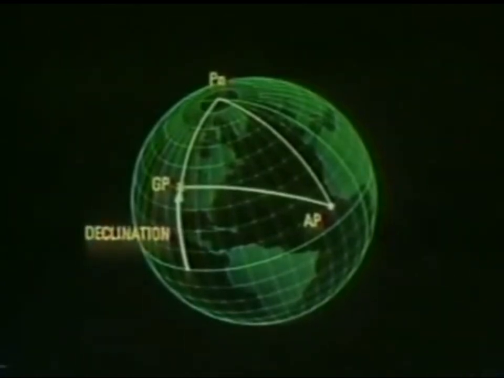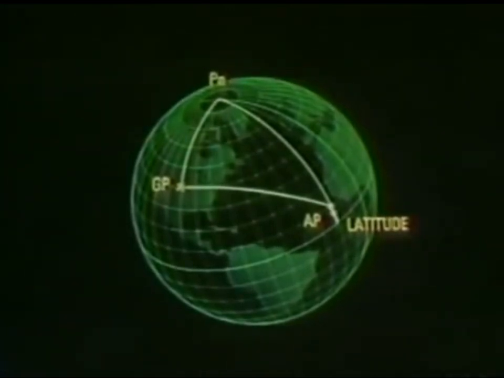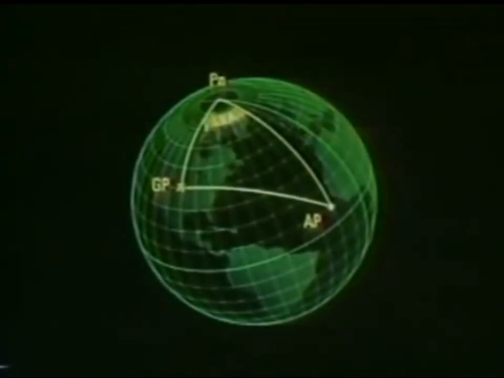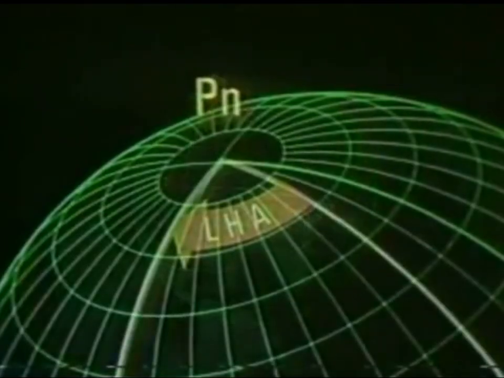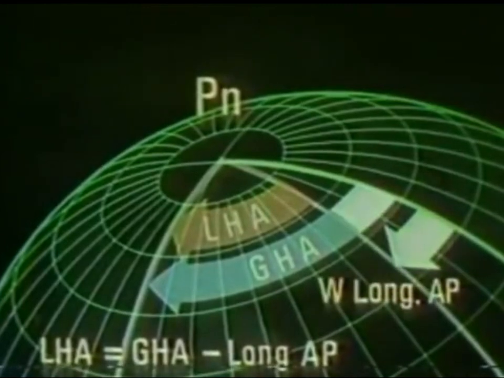If you know the declination, you know this side. Codeclination, or polar distance of the observed celestial body. 90 degrees minus the declination. If you know the latitude of your assumed position, you know this side. Colatitude. 90 degrees minus the latitude. This angle is the LHA, local hour angle, of the celestial body. It is measured from the celestial meridian of your AP westerly to the hour circle of the celestial body. In this situation, LHA of the celestial body equals its GHA minus the longitude of your AP.